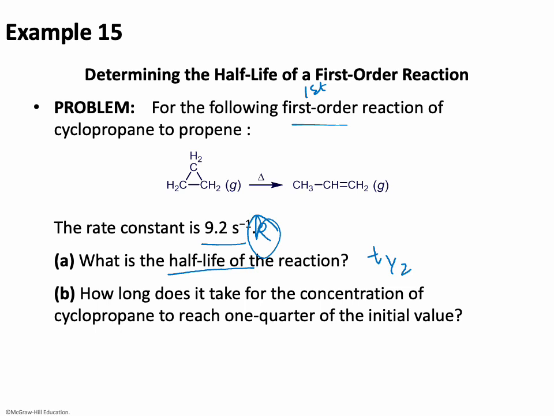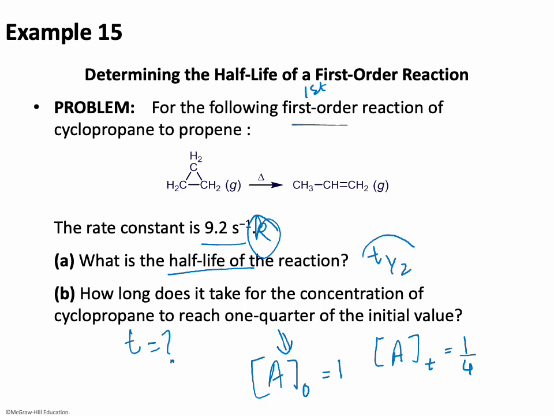How long does it take for the concentration of cyclopropane to reach 1/4 of its initial value? So the question is asking how long, meaning what's the time for a sample to become 1/4. Because this is relative, I can assume my A0 is 1, then my A at time t is going to be 1/4 of 1, which is 1/4. So we just use these numbers and the value of k given to us and we can solve for the time it takes. Or because it's getting to 1/4, we can think about it in terms of half-life, once we figure out the half-life from here.